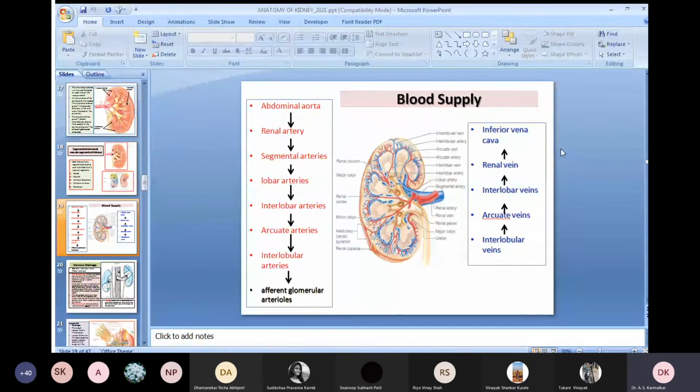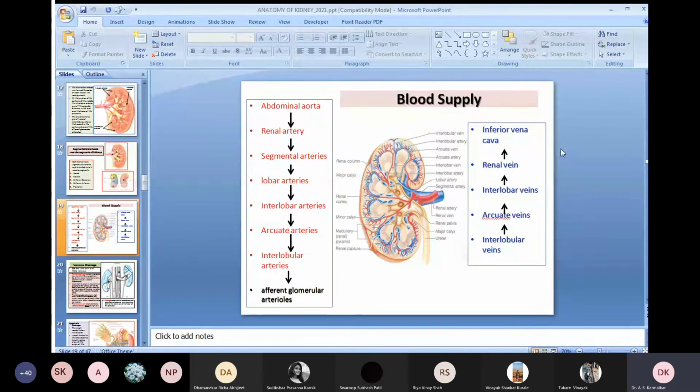The afferent glomerular arteriole will go in the kidney and form a glomerulus along with the Bowman's capsule, where the filtration takes place, and the blood is returned by the efferent arteriole. Now this venous blood is returned from the kidney, and we have to go in the opposite direction of the blood supply: interlobular vein, then arcuate vein, then interlobar vein, and then it will form the renal vein, and it will come into the inferior vena cava. So that is the venous drainage we have seen. Already we have seen it on the last slide.